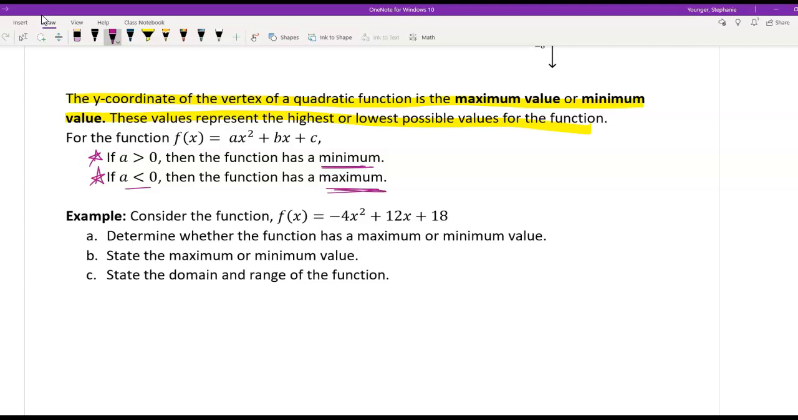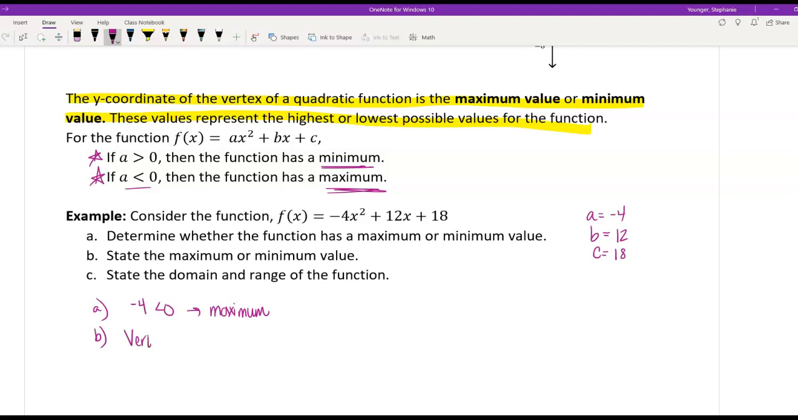So let's take a look at this next example. A equals negative 4, B equals 12, and C equals 18. So determine whether the function has a maximum or minimum. So in this case, for part A, we have negative 4 is less than 0. So therefore, we have a maximum. So now we need to state the maximum, which means we have to find our vertex.